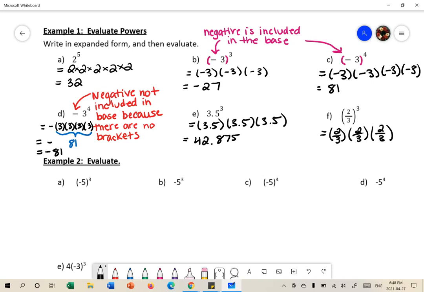Okay, and remember when you're multiplying fractions, you multiply the numerators together and then the denominators together. So 2 times 2 times 2 is 8. 3 times 3 times 3 is 27.